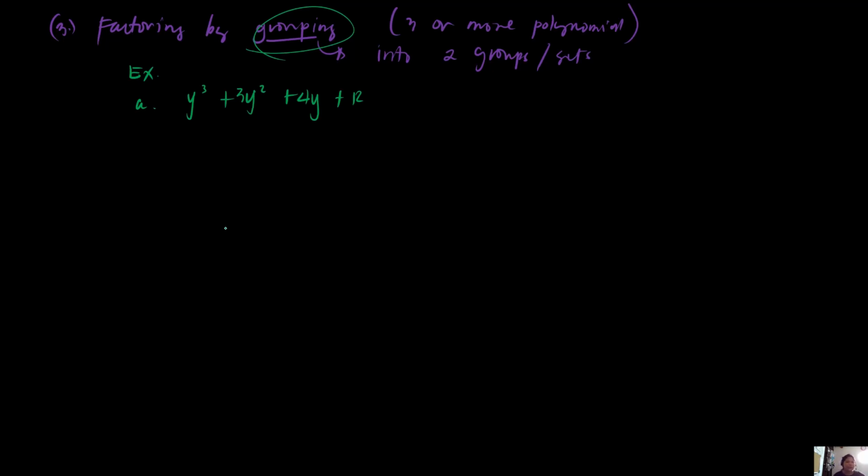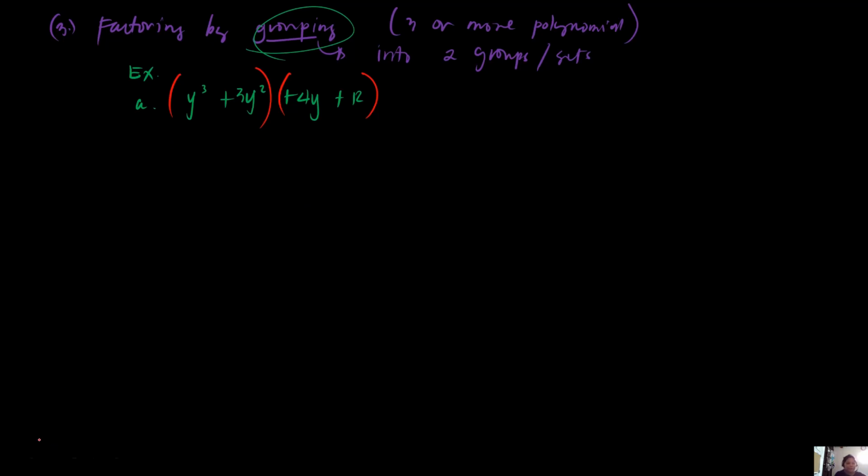So, look at our example. We have y cubed plus 3y squared plus 4y plus 12. We're going to group them so that they have a common factor. As you can see, we can group 4y and 12 because 4 is a factor of 12. And also this one, class. Even though y cubed doesn't have a numerical coefficient other than 1, still y squared is a common factor of y cubed. Okay? Now, we're going to group them.